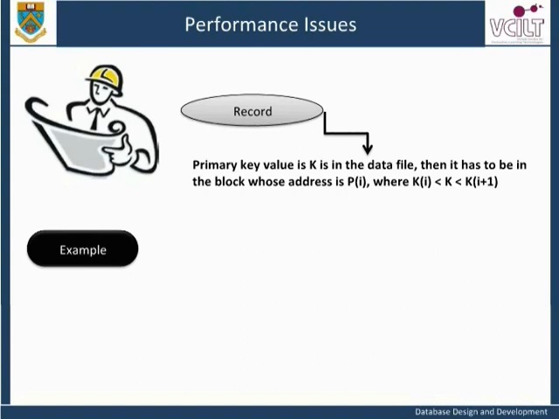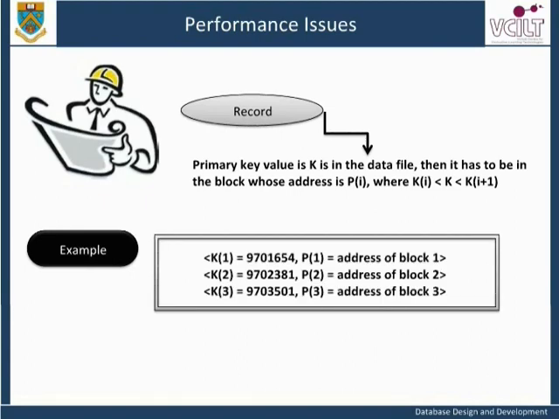For example, look at the first three entries in the index in Figure 7.2. K1 equals 9,701,654, P1 equals address of block 1. K2 equals 9,702,381, P2 equals address of block 2. K3 equals 9,703,501, P3 equals address of block 3.